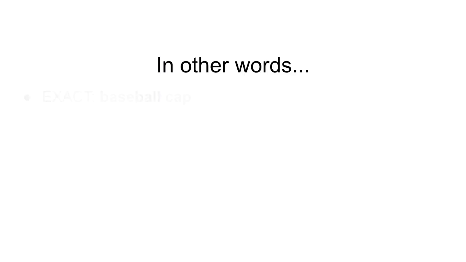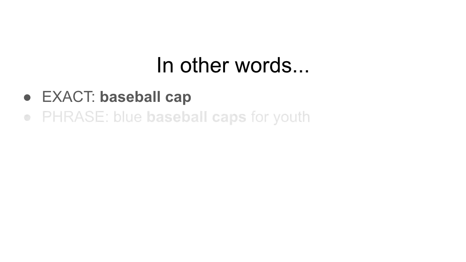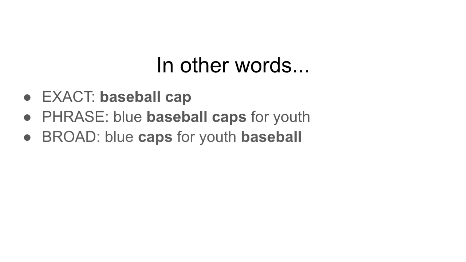In other words, here's your exact match, baseball cap, right? Here's your phrase match, blue baseball caps for youth. Now, again, the item type keyword here would be baseball caps. And this is a fictitious example. I'm just using this to illustrate the difference between exact and phrase and now broad match, where broad would show blue caps for youth baseball.